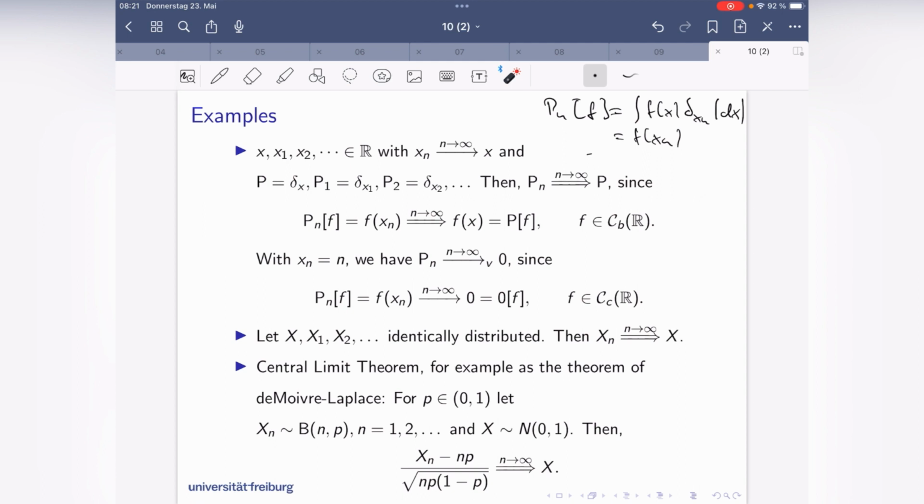And as you will see, the theorem of de Moivre-Laplace, you could formulate like this. Xn is binomial with n and p, and xn minus np divided by the square root of the variance converges weakly to x, which is N(0,1) distributed. And we will see that this is a reformulation of the theorem of De Moivre-Laplace from your basic probability course. Okay, we have a new limit.